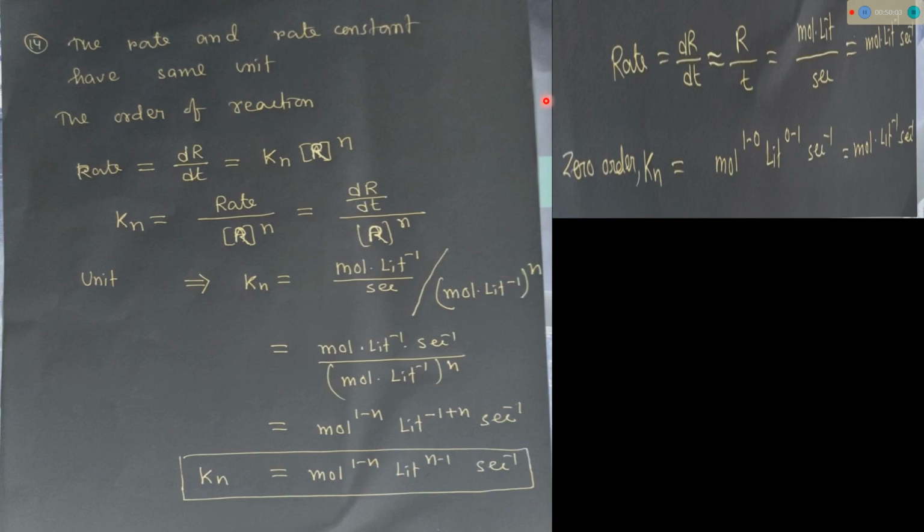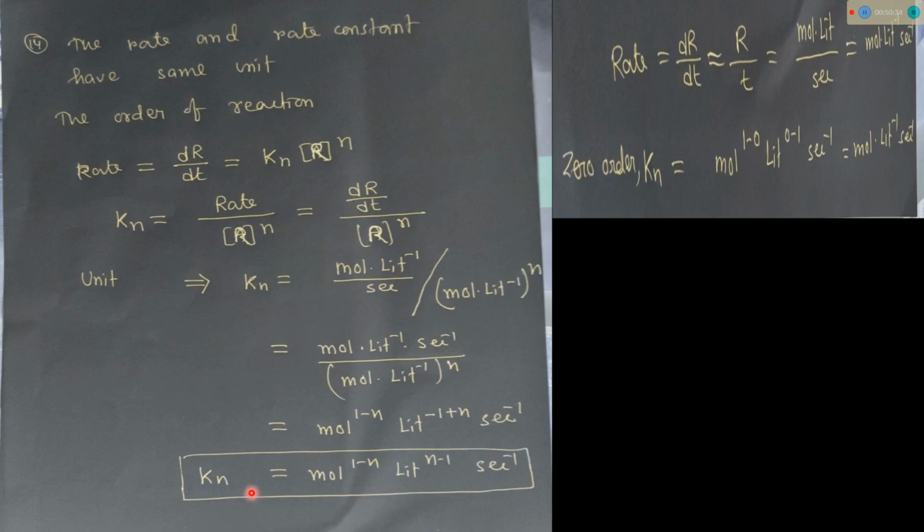Now see here, rate we can write as dr/dt. So r by t, these are differential terms. r means reactant concentration, t time. So mole per liter per second. So the unit of rate is mole per liter per second: reactant concentration mole per liter upon t, meaning second.